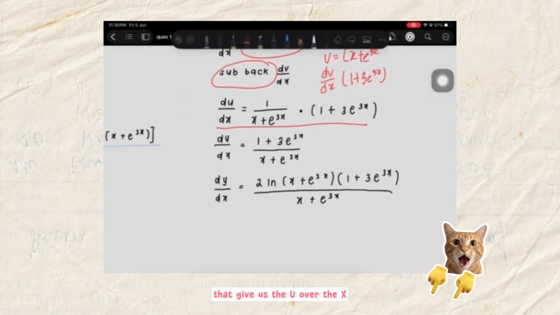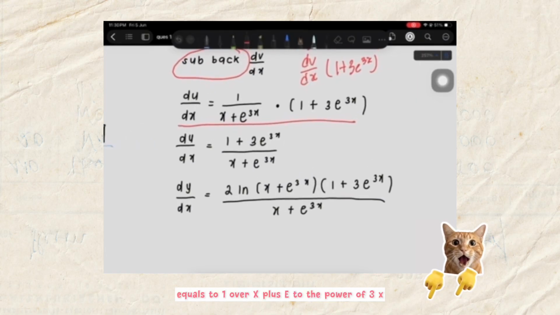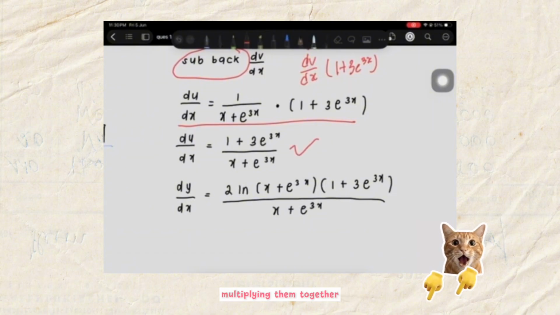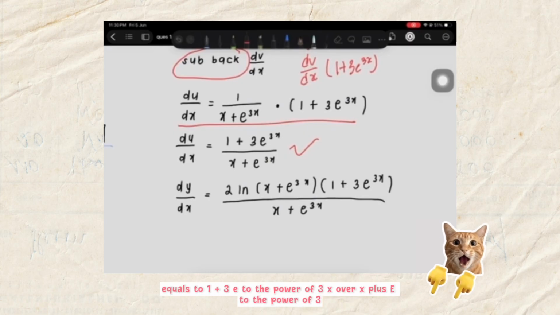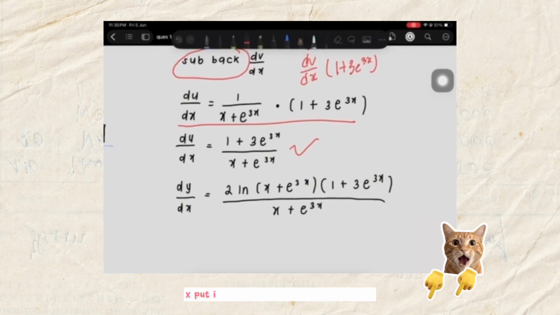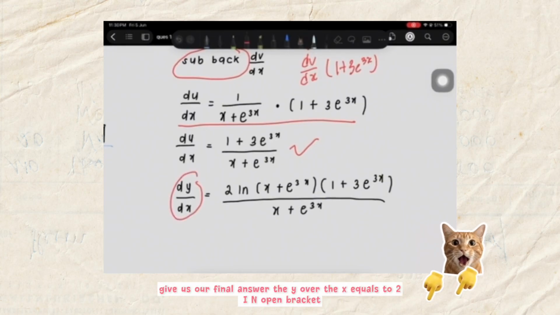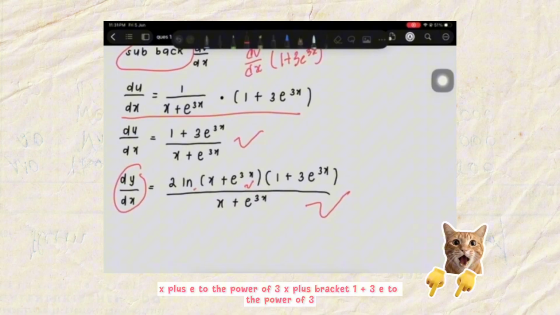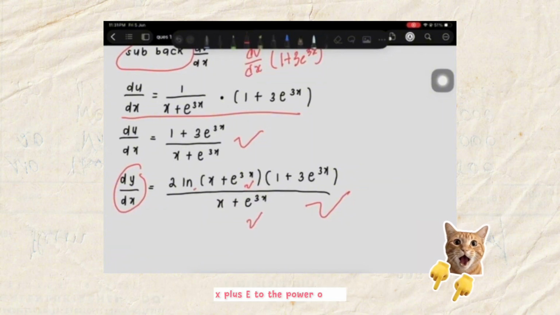That gives us du over dx equals 1 over x plus e to the power of 3x, times 1 plus 3e to the power of 3x. Multiplying them together simplifies the inner derivative to du over dx equals 1 plus 3e to the power of 3x over x plus e to the power of 3x. Putting it all together into a clear fraction gives us our final answer. dy over dx equals 2 ln, open bracket, x plus e to the power of 3x, close bracket, times open bracket, 1 plus 3e to the power of 3x over x plus e to the power of 3x. And that is the complete derivative.